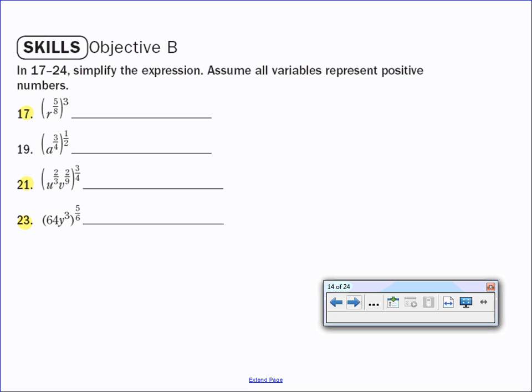We can even evaluate expressions, or simplify expressions rather, when we have a fractional exponent using our same exponent rules that we use with integer exponents. So when I raise a power to a power, what's my shortcut operation with the exponents? Multiplication. So we'll simply take r to the 5/8 times 3 over 1 and get r to the 5 times 3 is 15 over 8 times 1 is 8, and I get r to the 15/8. That's it.